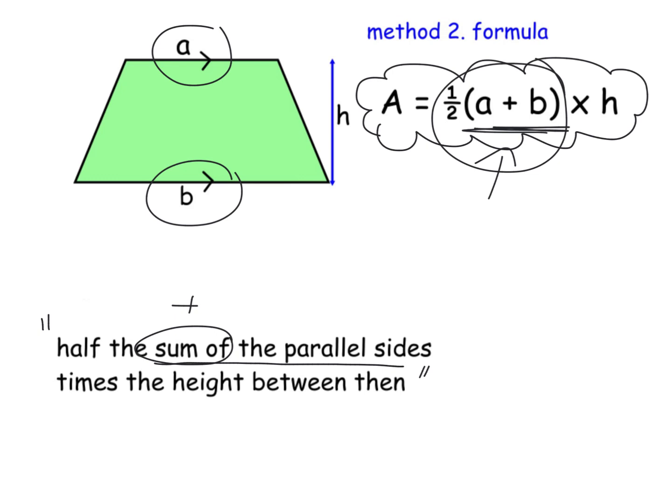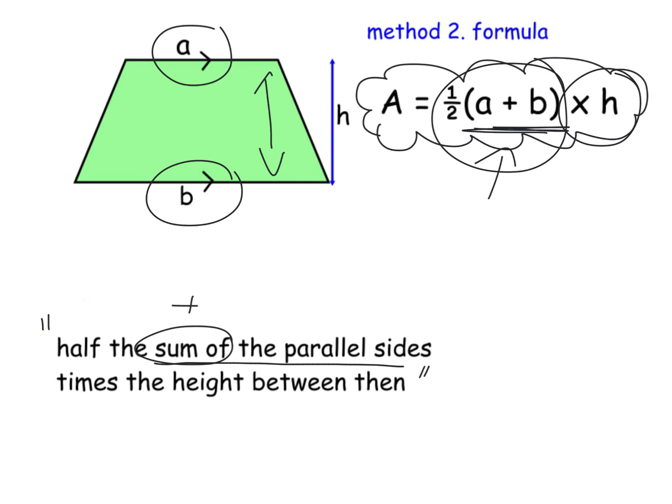Then the times H. H is the height between the two parallel sides. So that is us timesing by the height between them. So the formula is just the song put in a different order. You might see the formula appear with the H in front of the half. I keep it in the order of the song because I try and get the song into everyone's heads.